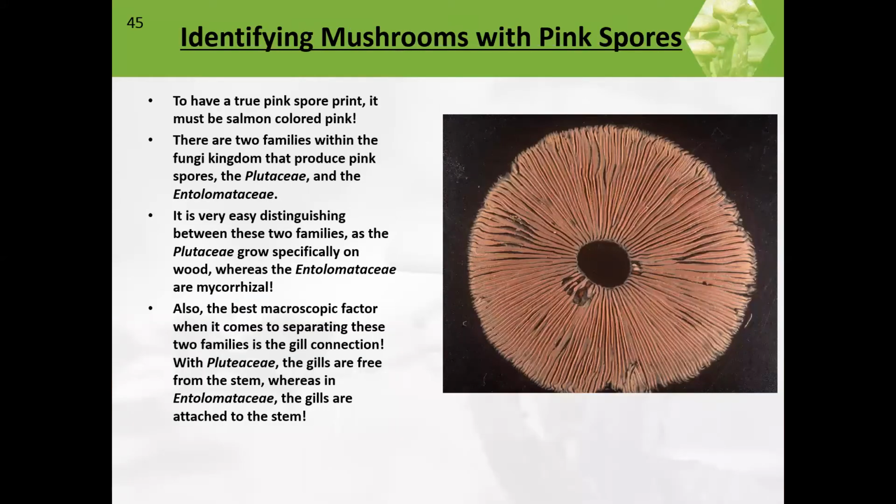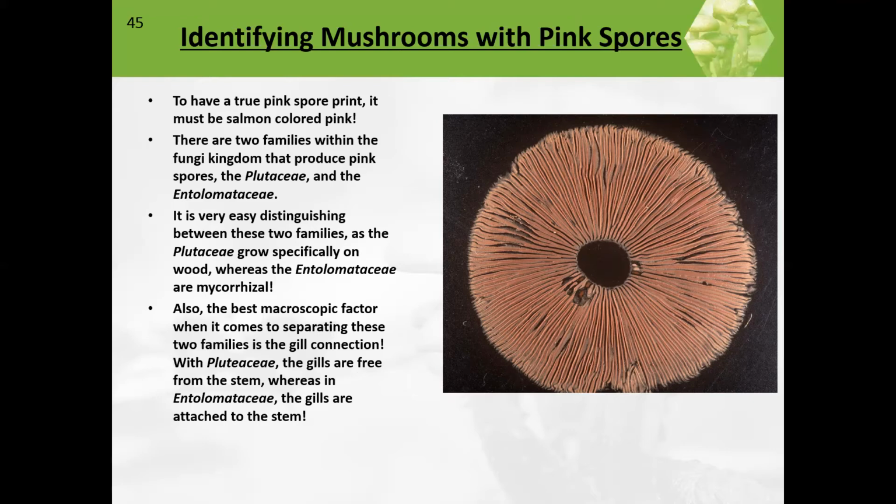Okay, so identifying mushrooms with pink spores. Pink spores, as I mentioned earlier, will be true salmon pink in coloration, right? You'll get some that are light pink, and that's more in the coloration of pale spores, so you don't want to clump those together with true pink spores. And then there are two families, the Pluteaceae and then the Entolomataceae.